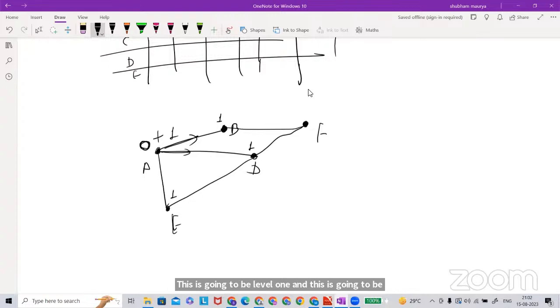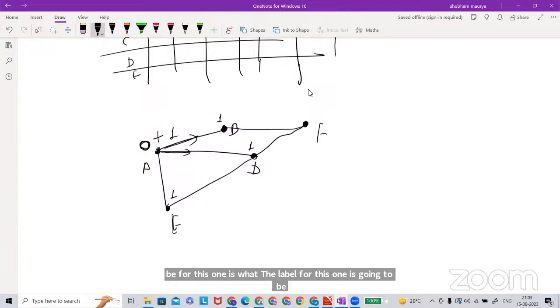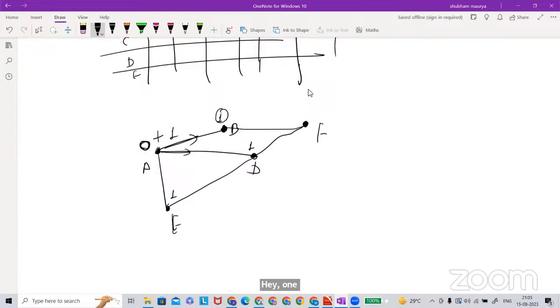Now I just reach B and start exploring B, and from B I can visit F only, as A is already visited. I can visit A also, but A is already visited, so I can visit F. So the label for F is the label of B added with 1. So this is going to be 1 plus 1, which is 2. The label for F is going to be 2.